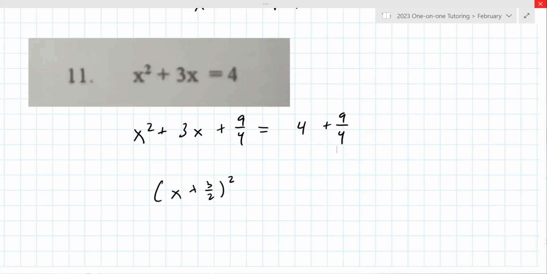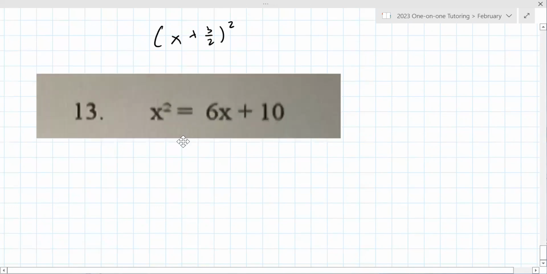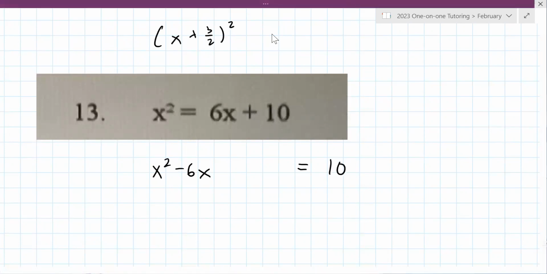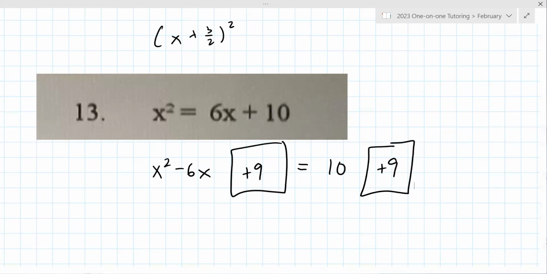And then we did not do 13, did we? No. Okay, so I'll give you a hint here for 13. Wow, there's a lot for them to ask you to do. So here you have to move the 6x back over, and you've got to fill in the box here on both sides. So this ends up being plus 9, plus 9, and then it's like the ones we've been doing.